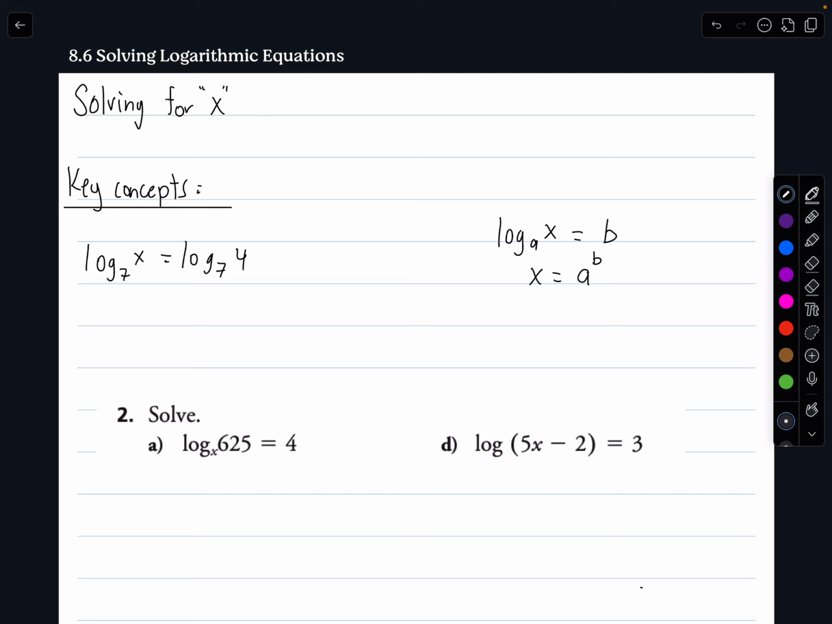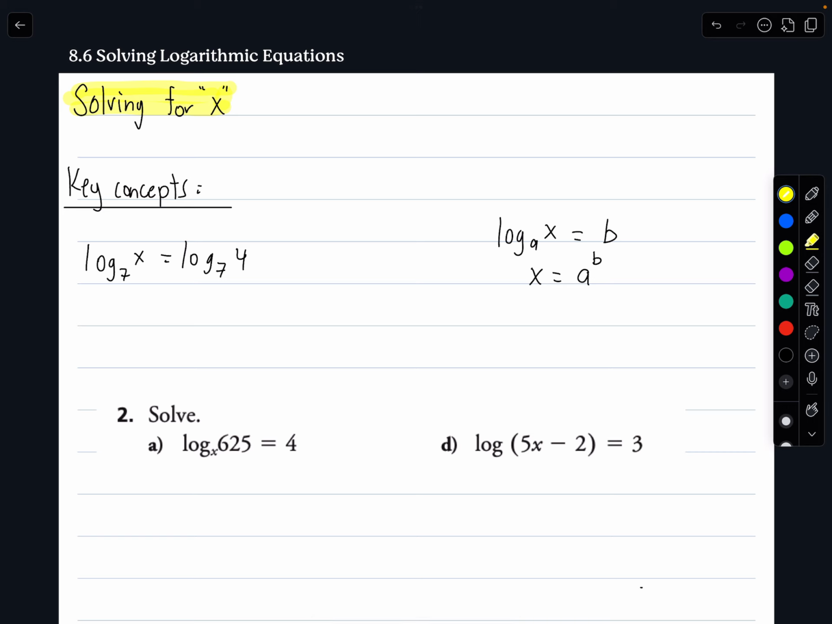Now in 8.5, guys, we were solving exponential equations. Now we're solving logarithmic equations. And with this lesson, guys, whenever we talk about solving equations, all we're really doing is solving for x. Okay, we're solving for x. Before we did it with exponential, now we're doing it with logarithmic.